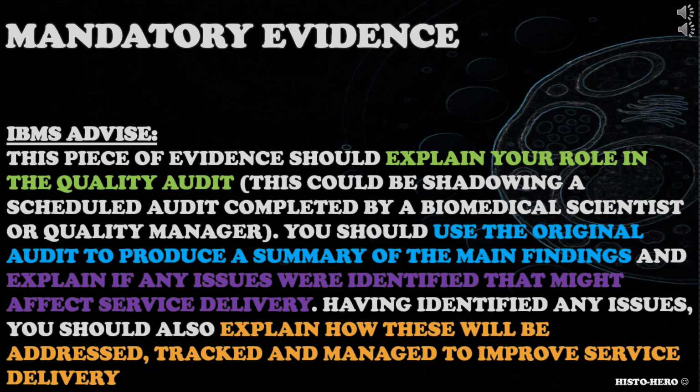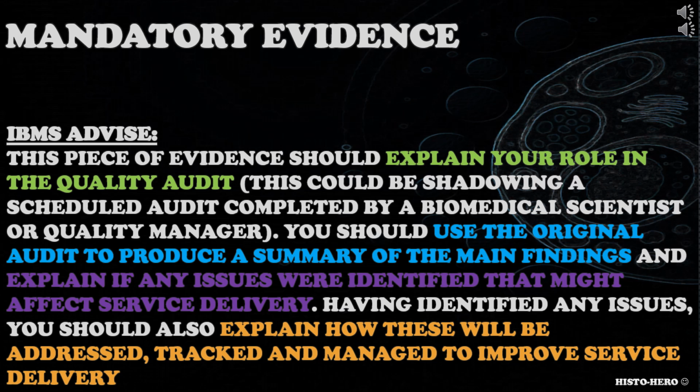The second part of the advice is asking them to use the original audit and produce a summary of the main findings. So what have they identified during the audit? Overall, how many findings were there? Have they occurred in the same area in the lab? The next part of the advice is asking them to identify any of those findings that might affect the service delivery, for example, quality and safety of results generated, turnaround times, resources, and so on.